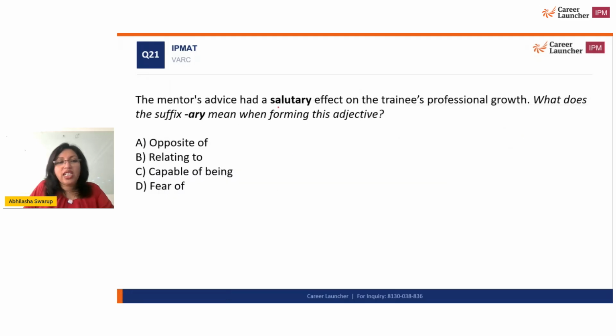The mentor's advice has a salutary effect on a trainee's professional growth. What does the suffix ARY mean when forming this adjective? Salutary means being healthful, being beneficial. So ARY means to promote something. Okay. So it has a salutary effect, means capable of being.